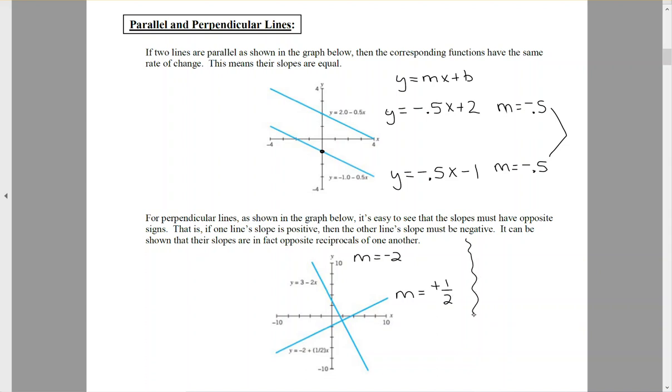So kind of as a sidebar here, if my slope would have been positive 1/5, and I want a line that has a slope that's perpendicular to that, it's going to have to be the opposite sign, and then the reciprocal of 1/5, which is 5/1, or 5. So our slope for a line perpendicular to our first line is negative 5.